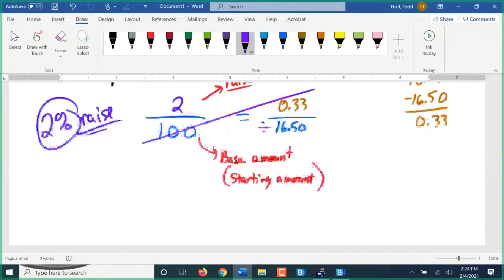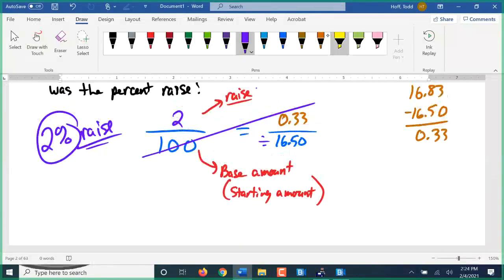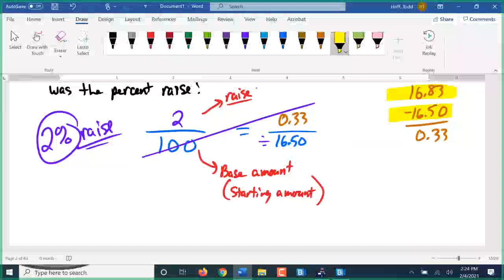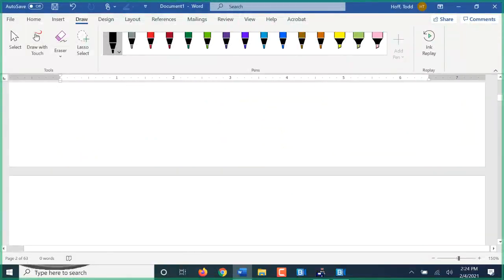So we mentioned the idea of a percent change problem. Here we went from 1650 to 1683. We had to focus on the amount of the change. And those percent change problems are the ones where we make a lot of our mistakes.